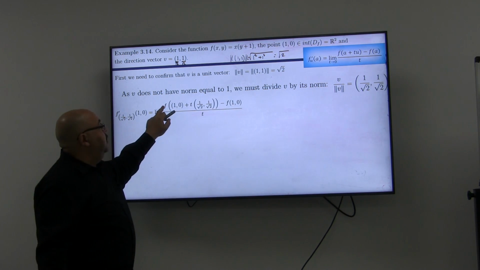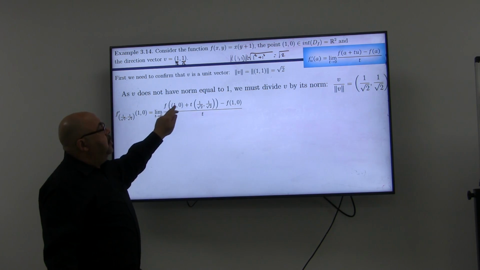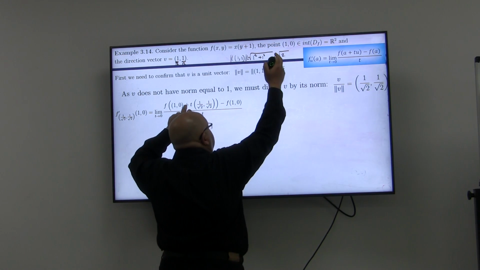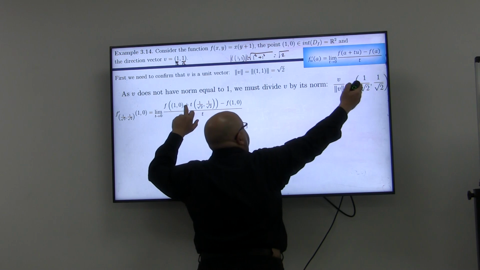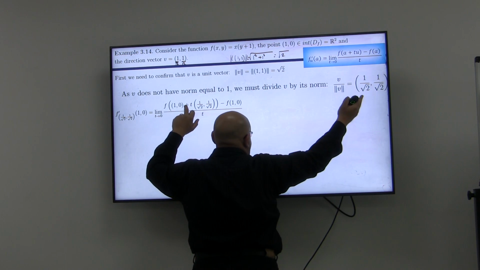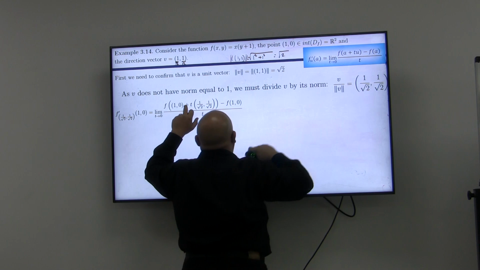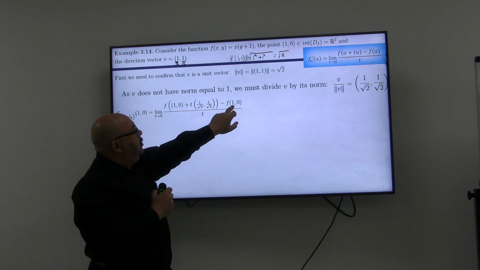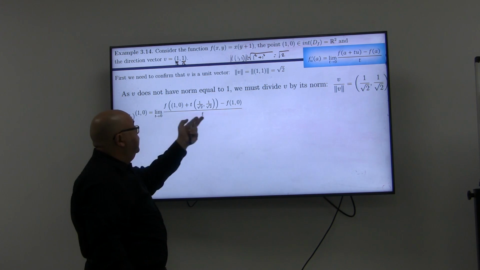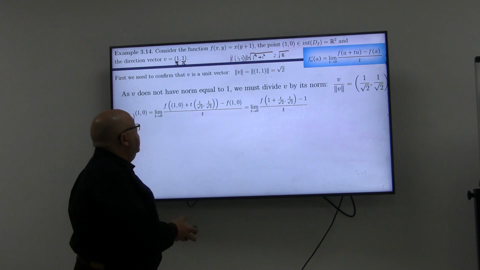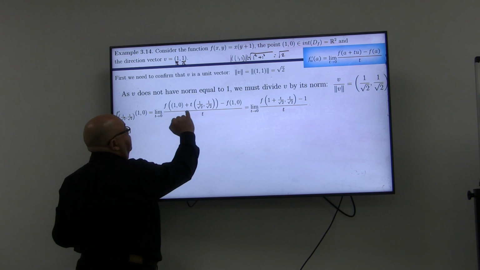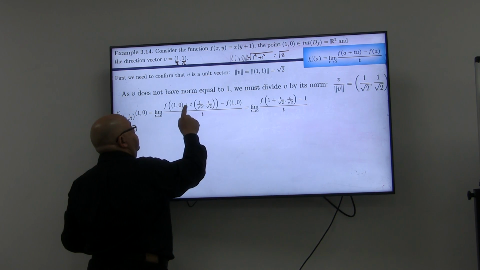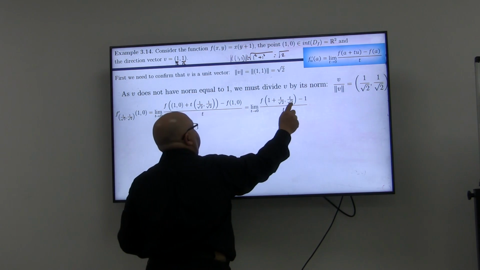The law states that the value of the function at the point that you are discussing, which is (1, 0), plus t times the unit vector that you are using. So it's f at (1 + t/√2, 0 + t/√2), minus the value of the function at (1, 0), and taking the limit as t goes to 0. The first component will be 1 + t/√2, then the second component is 0 + t/√2.